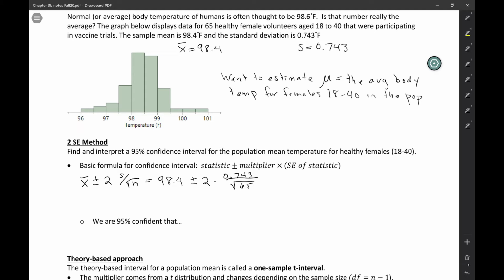So really quick before we go further here, let's think about the standard error of the statistic. We're dividing it by the square root of 65, so the standard error is going to be much smaller than the sample standard deviation. So take a second and think about, why does that make sense? Why is the standard error so much smaller than the standard deviation?